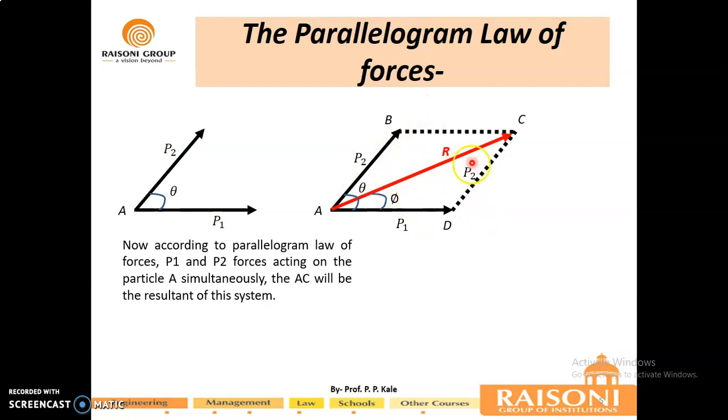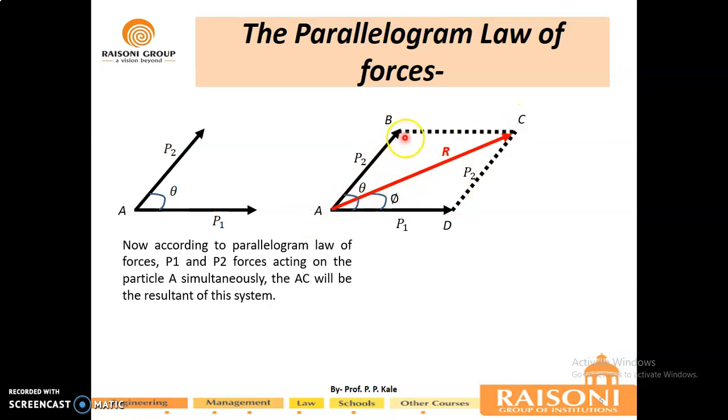Resultant means the representer of all the forces given in the system which will produce the same effect produced by all the forces. Means whatever the effect on this particle that will be produced by this P1 and P2, the same effect will be produced by this AC force, that is R, that is resultant force. That is the definition of resultant. We are going to see this resultant in very detail in our next lectures. So AC will be the resultant.